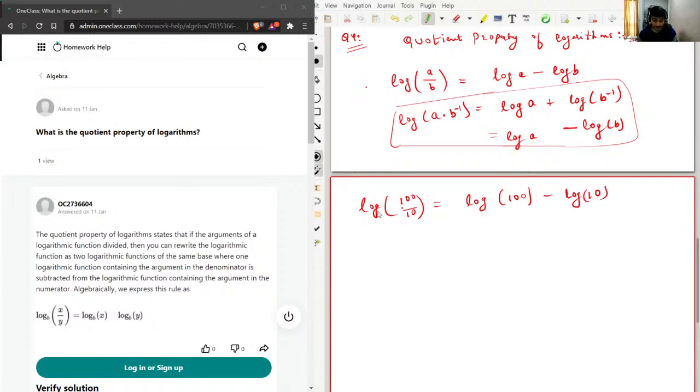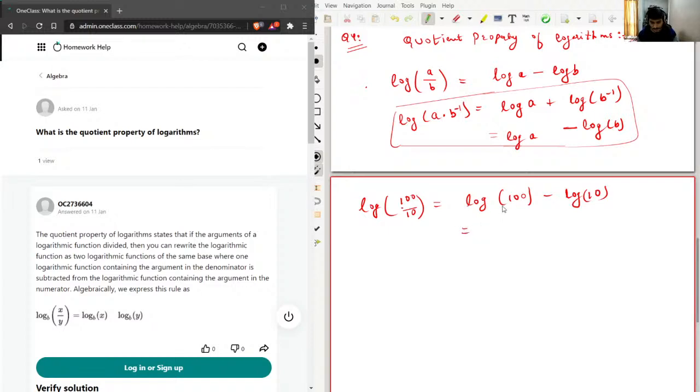Now note one thing, that I am not writing the base of the log here, because I am taking the base of the log as 10. If it is natural log, then I'll be writing ln, or if it has any other base compared to 10, then I would be writing that number itself. But here the base of log is 10, and I think log of 100 is 2, and log of 10, I'll just use my calculator. So log of 100 was 2, and log of 10 is 1 on itself.